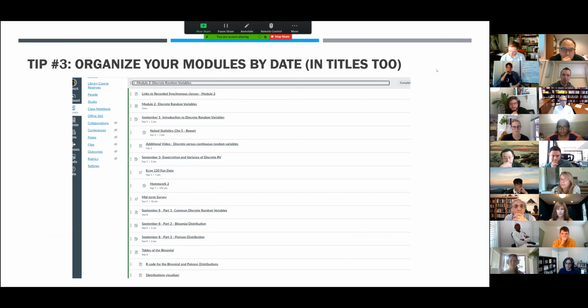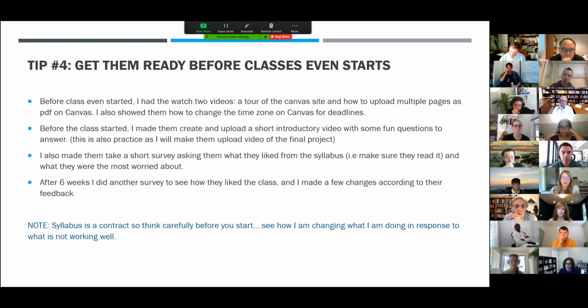Organize the modules, and in my case, I organize them by topic, but more importantly, by date. So you can see every time they go here, they know that by September 8th, they have to watch this video. By September 8th, they have to watch this video. Then they have to do a homework. It's all chronological, so they just have to go here and go down the list of what they need to do for that time. Just be organized.